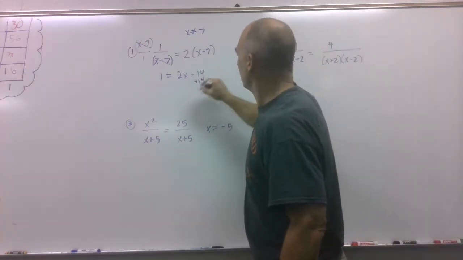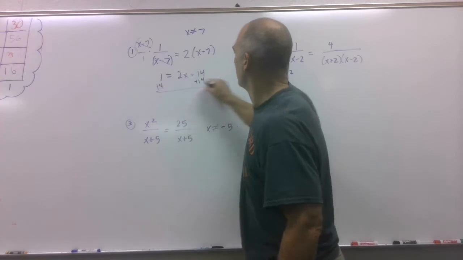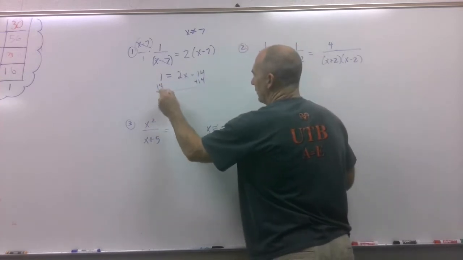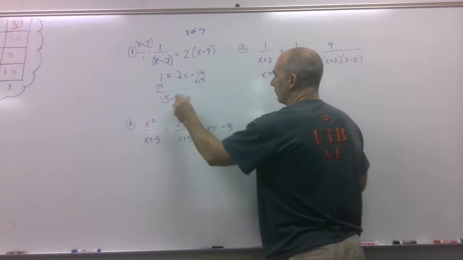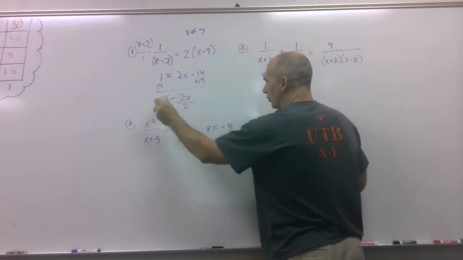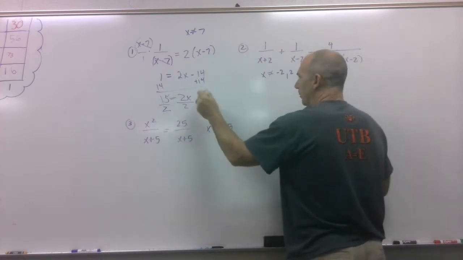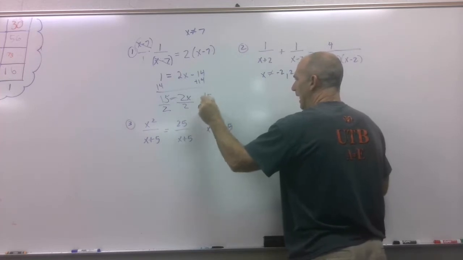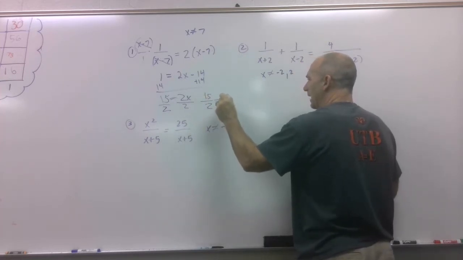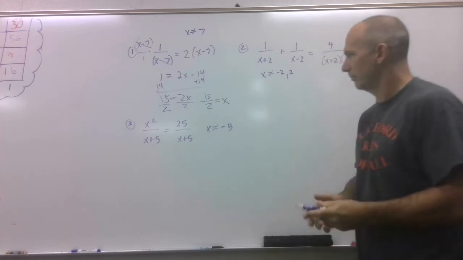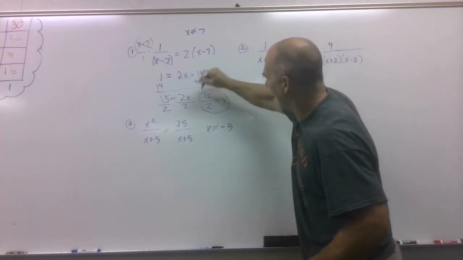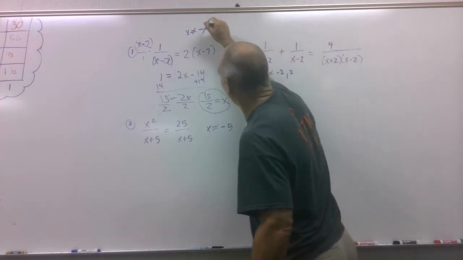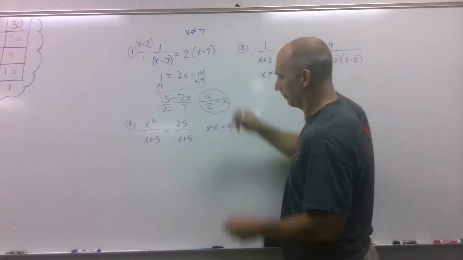Add 14, add 14. So I get 15 equals 2x. I'm going lefty. Divide by 2, divide by 2. So my answer would be 15 halves. I need more practice in the left hand. Equals x. So, because this is 15 halves and it's not 7, this is my solution.